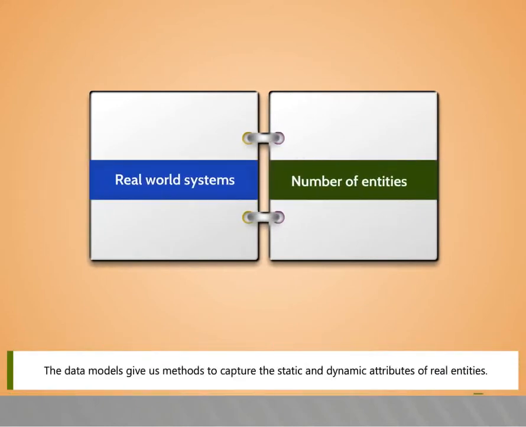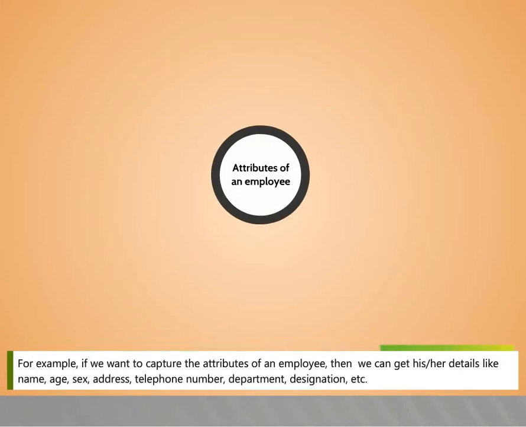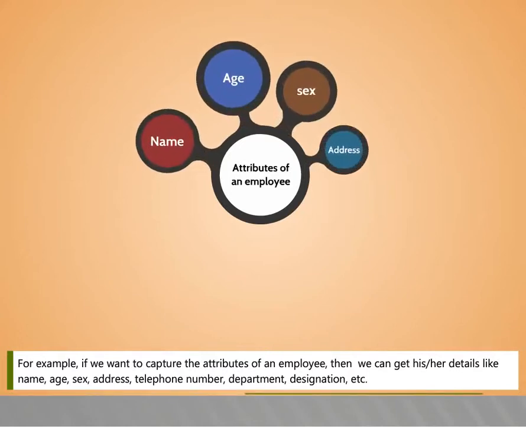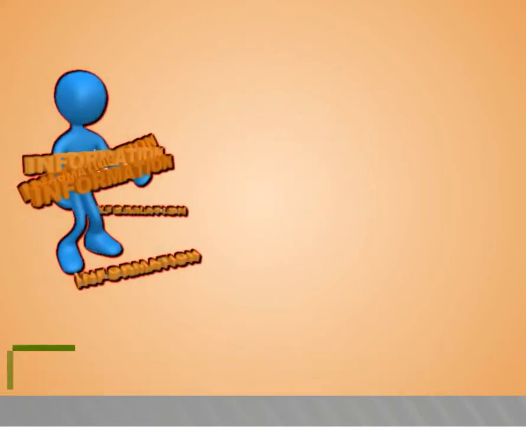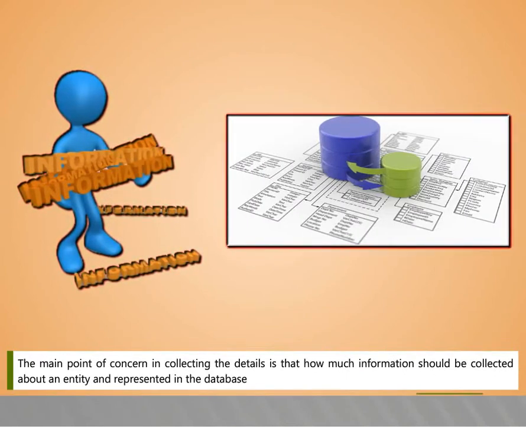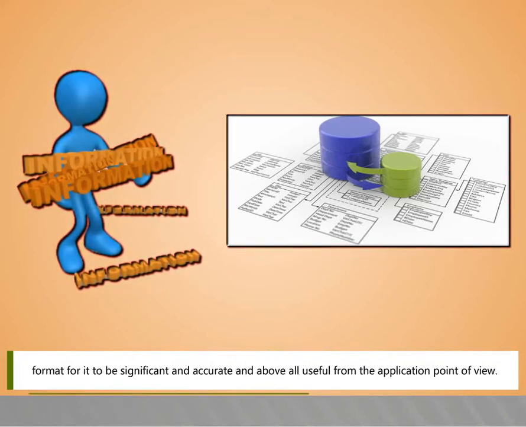The data model gives us methods to capture the static and dynamic attributes of real entities. For example, if we want to capture the attributes of an employee, then we can get his or her details like name, age, sex, address, telephone number, department, designation, etc. The main point of concern in collecting the details is how much information should be collected about an entity and represented in database format for it to be significant and accurate and above all useful from the application point of view.